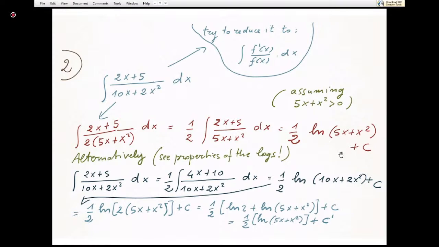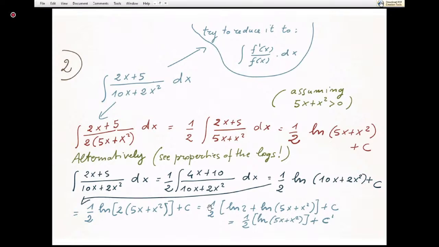The reason is that this is an arbitrary constant. This is an arbitrary constant. We call them C in both cases, but this is basically different from this one. This is an arbitrary constant, but not the same constant in the two cases. Why is that? Because you can write this solution as the log of 2 times 5x plus x squared plus c. By a property of the logs, this is the log of 2 plus the log of 5x plus x squared.